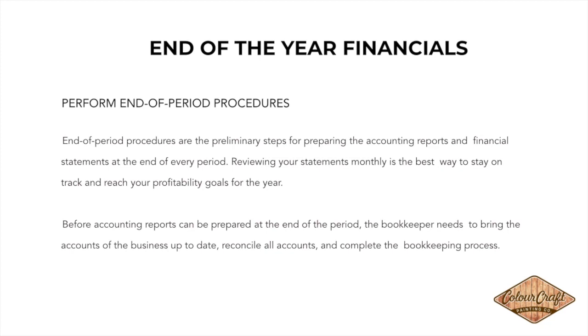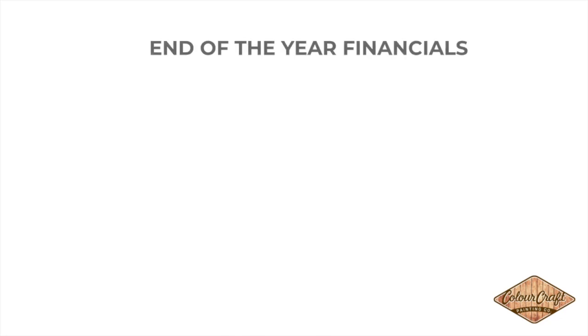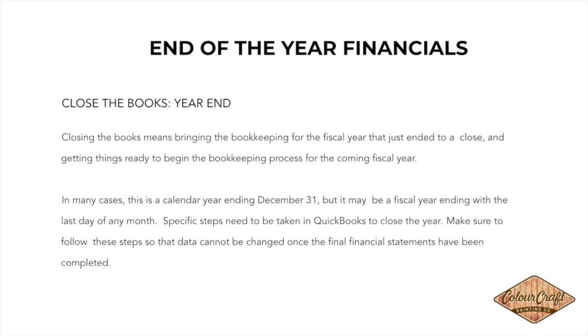So before the accounting can be prepared, we have to do our bookkeeping and bring the accounts and the business up to date, reconcile the accounts, and complete the whole bookkeeping process, which I just showed you how to do. At the end of the year, you will do that same cycle with the bigger overview. So you'll get the whole year P&L statement, which we went through. And I would comb through each line item and just make sure there's nothing that's been allocated to the wrong chart of accounts.